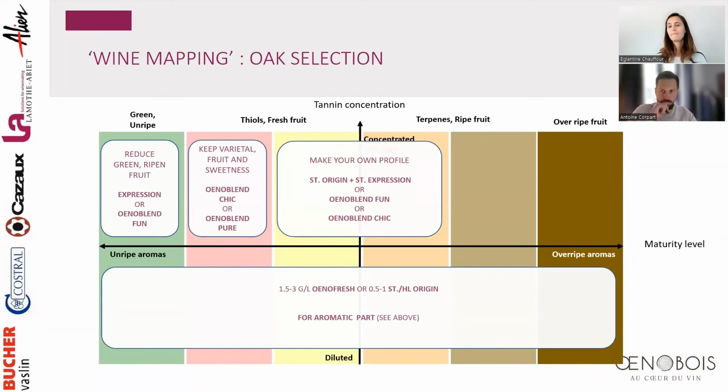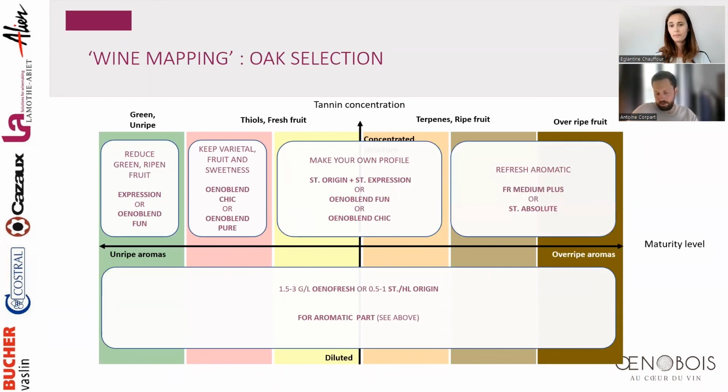In the middle, that's really where you can do whatever you want. You can shape your wine however you want. There are actually no rules here. Everything is possible depending on what you want to do. Just don't go too high in dosage to really maintain and keep your wine profile nice. So we can recommend blends of origin and expression, working with a No Blend Fan or a No Blend Chic. That's really up to you.